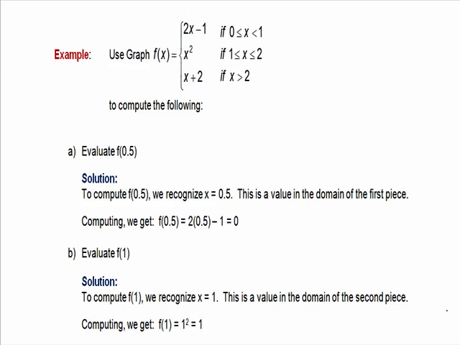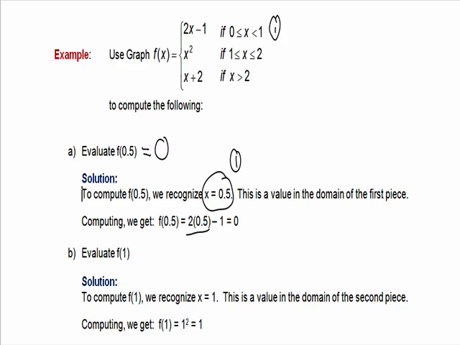So now if I want to evaluate f at 0.5, I again look to see, okay, x is 0.5. That happens to fall into piece 1. And so I substitute that in. So I would do 2 multiplied by 0.5, subtract 1. And if I do the math out, I get 0. So f at 0.5 is 0.